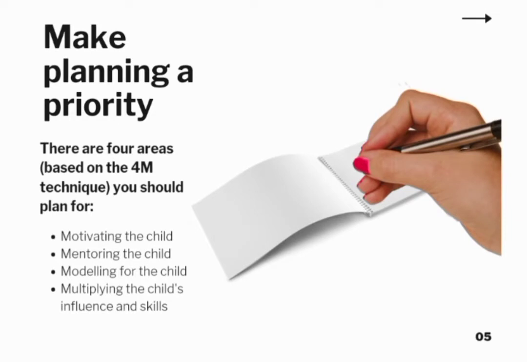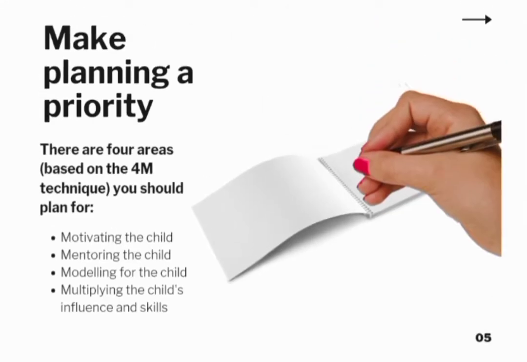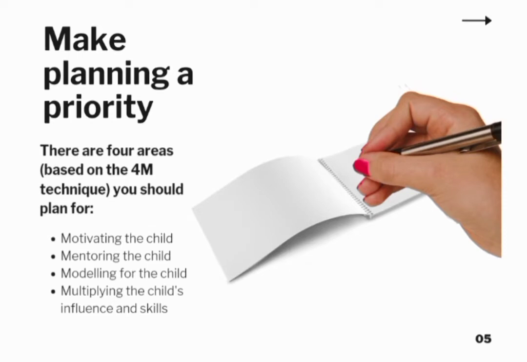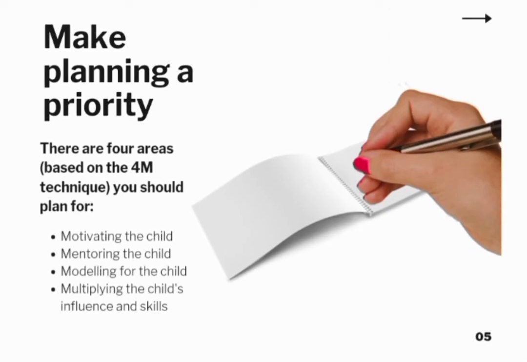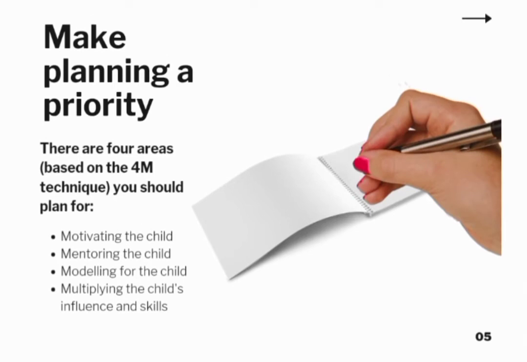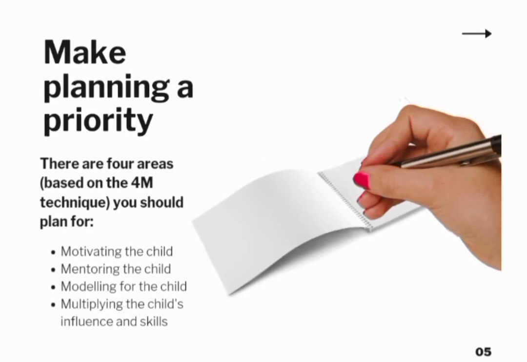It doesn't have to be you. You may just need to look out for a role model or someone that the child can look up to, or even a book where the child can read about somebody who is doing what he or she wants to do. And lastly, you should work on multiplying the child's influence and skills. Every child has strengths and opportunities for them to exert their influence. So you should help that child multiply that influence by giving the child opportunity to influence people and ideas. So this is very important, and also improve on the skills that he has learned.